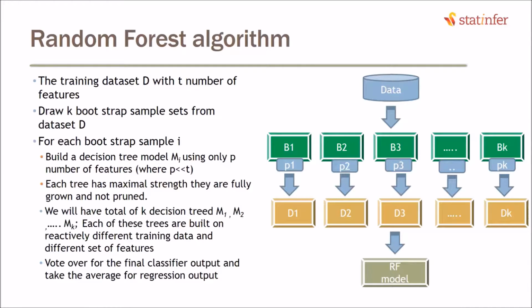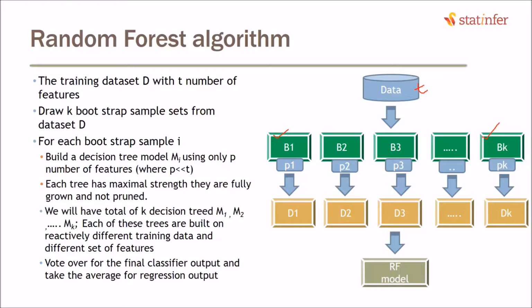Once again, the overall random forest algorithm is very close to bagging. Let's try to understand that. The training data set D has a number of features. Let's say there are T features in training data set D. Then draw K sets of bootstrap samples. So this is bootstrap sample 1, 2, 3 and so on. There are K sets of bootstrap samples.